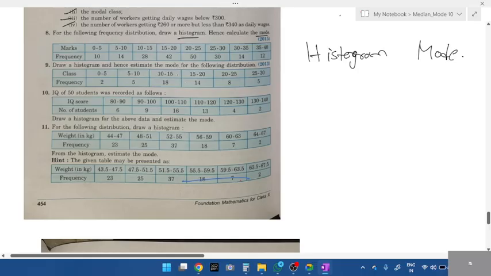Yeah, read the ninth one. Just read, tell me the keywords. What type of graph is required? Say histogram and mode is required. Tell me the 10th one. Okay, I'll write HM. 11th one, same. Okay, 12th one.